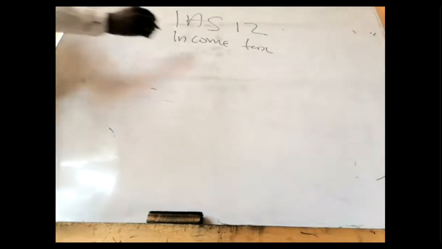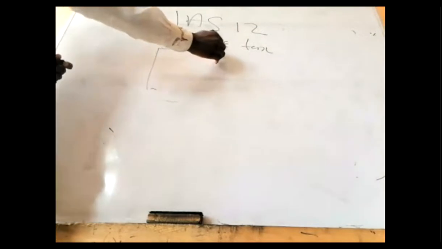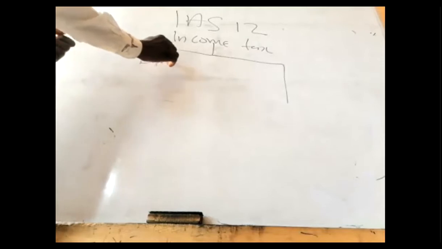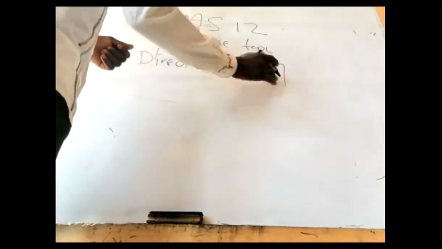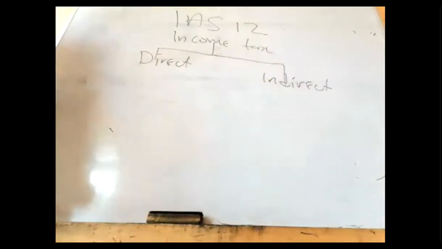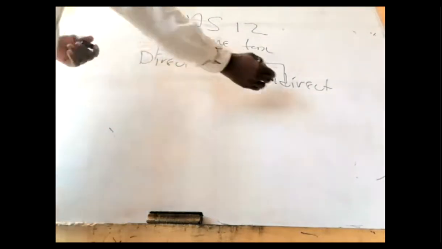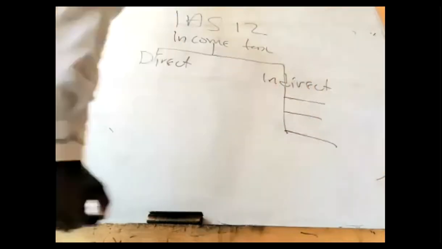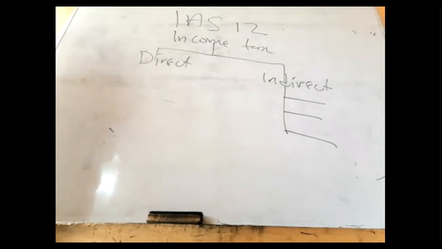Basically, there are types of taxes. Some of them are direct tax, some of them are indirect, where you don't even see that you're paying tax. Let's look at the indirect tax first. The indirect tax, you can also call it consumption tax. The person that consumes the goods or the service will be the person to pay the tax.